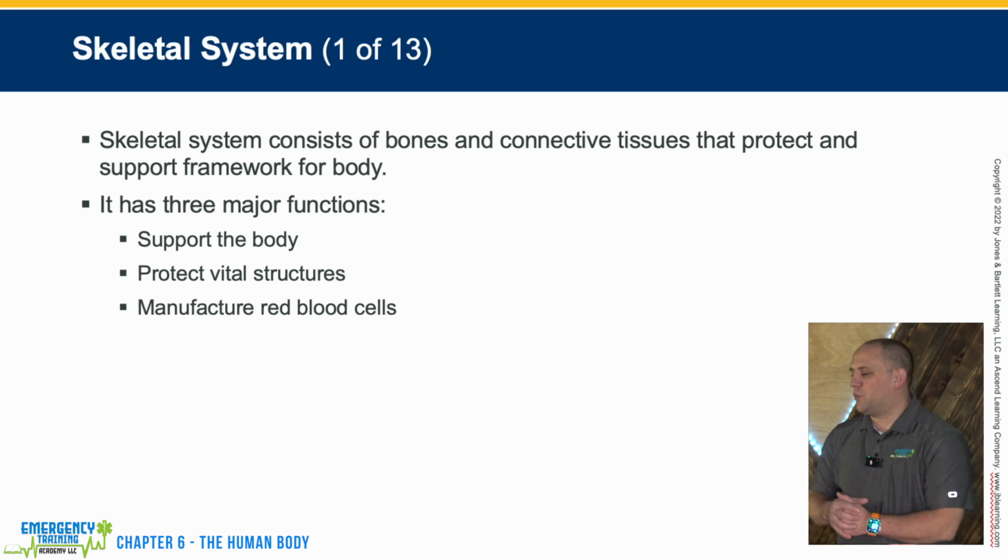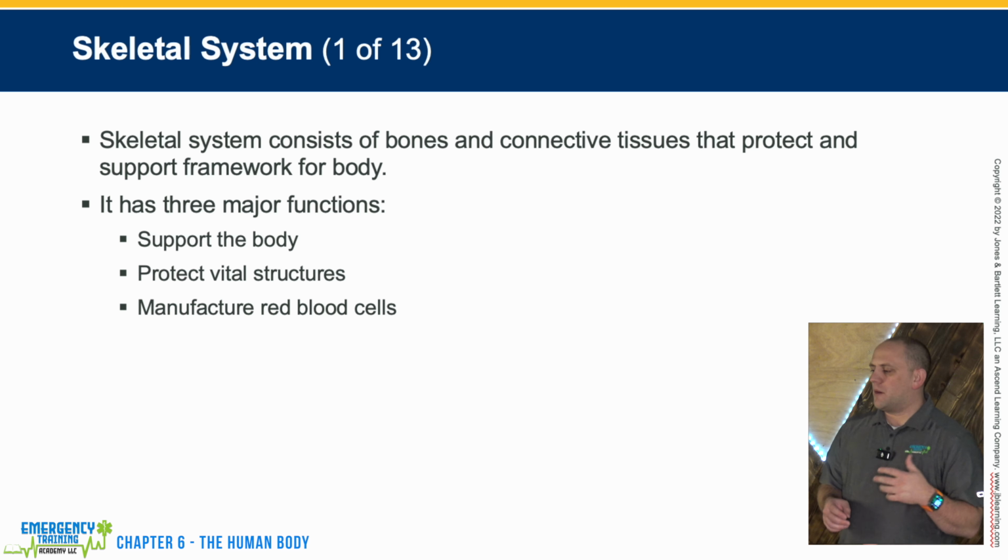So the next system we're going to do an overview of is the skeletal system. This is just the bones and the connective tissue that make us who we are, make us able to stand upright and move around. There are three major functions of the skeletal system. It supports our body, actually holds us up. It protects our vital structures, like our ribs and everything that protect our lungs and our heart. And then our red blood cells are actually manufactured in the skeletal system as well.